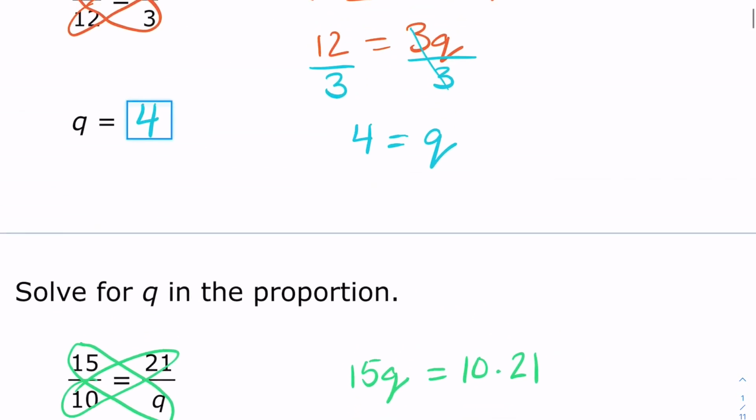For this one, we have Q is 4. I'm just going to, oops. Nope. There we go. All right.